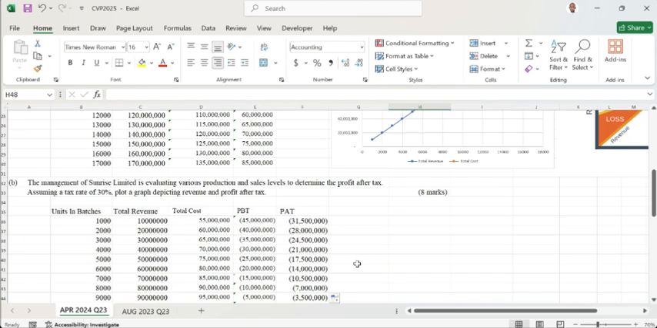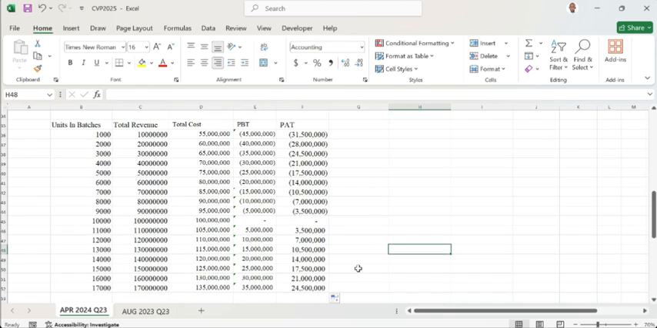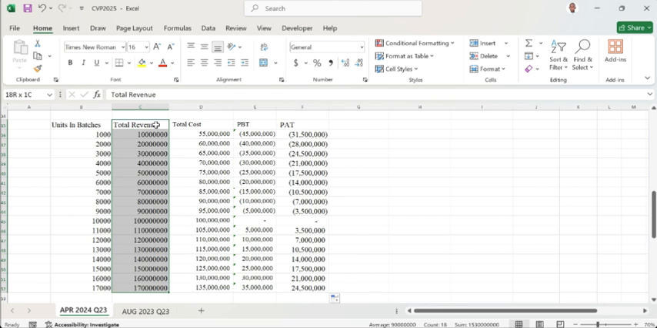Now, what these guys want is profit, is part and what? Is part and revenue, is it? Is part and revenue.